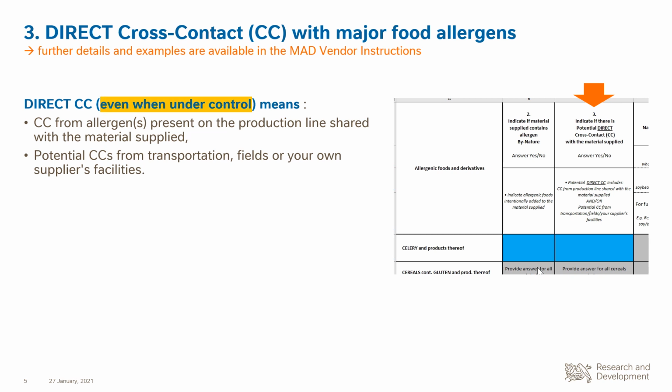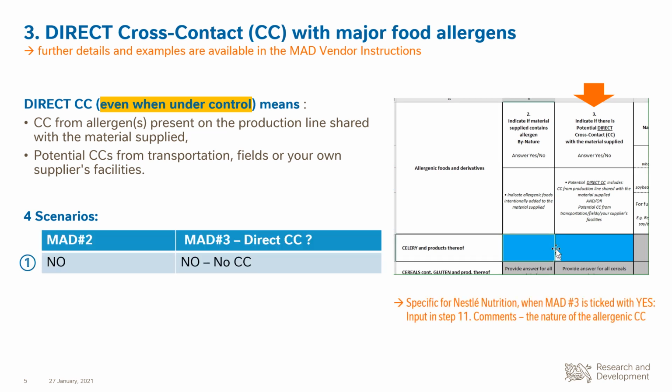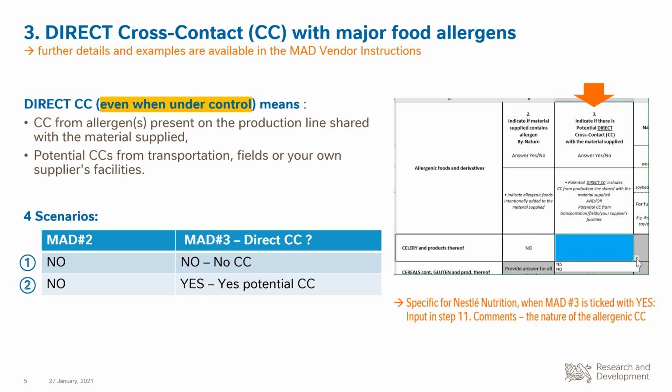Basically, there are 4 different scenarios. Here, all examples are given with celery. Scenario 1. No intentionally added celery or product thereof and no celery cross-contact. Scenario 2. No intentionally added celery or product thereof, but a potential direct cross-contact due, for example, to the use of celery on the shared line.